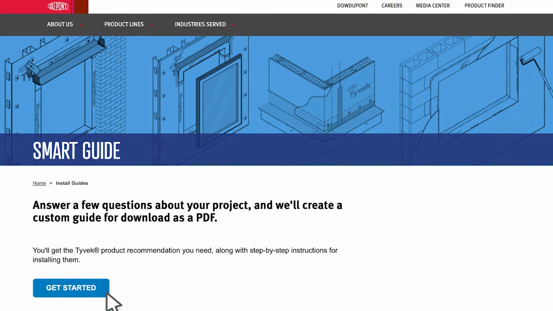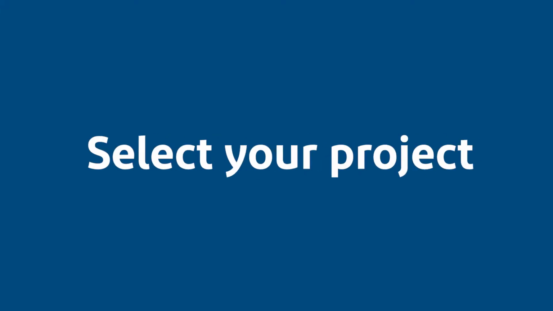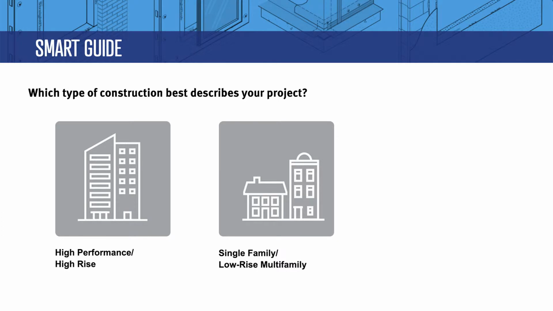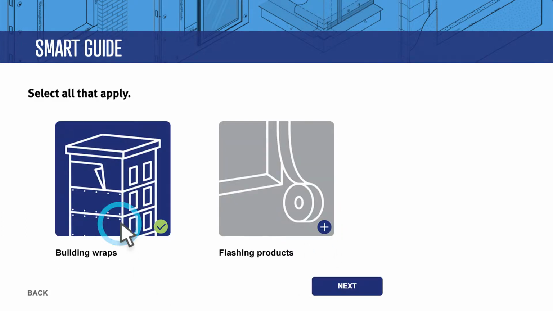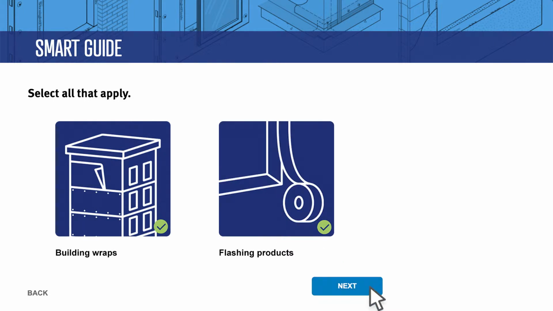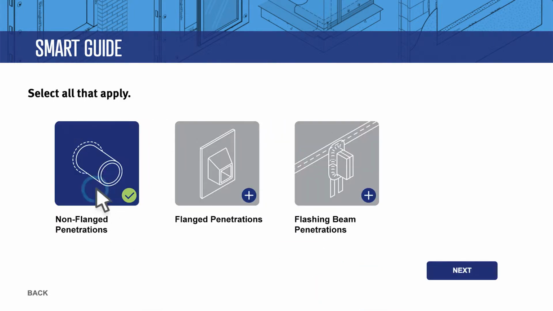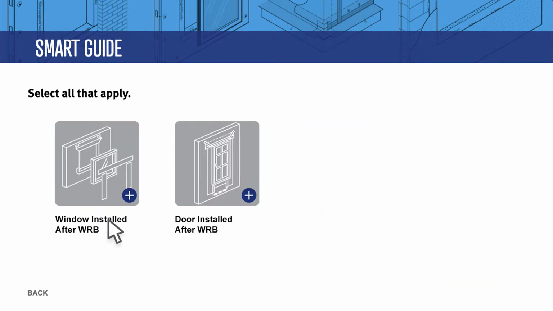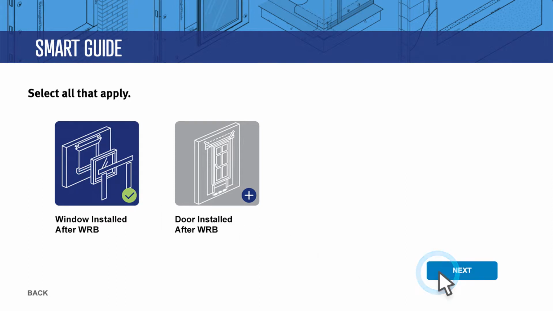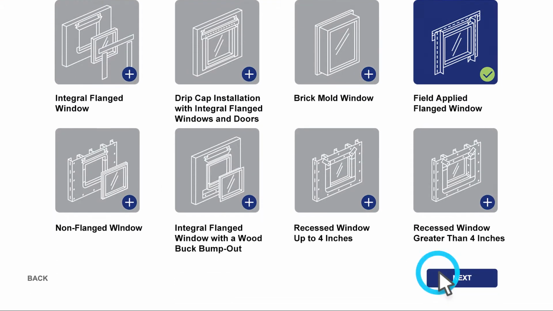To begin using the tool, click the Start button. Select the option that best describes your project. The tool will present you with a number of choices, from weather barrier types to penetration types, flashing options, and window styles. Select all that apply to your project.